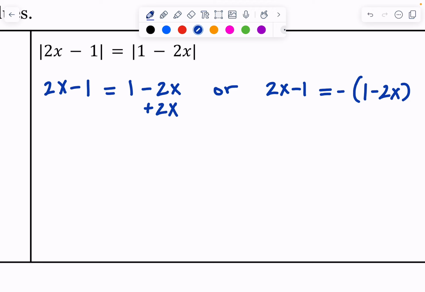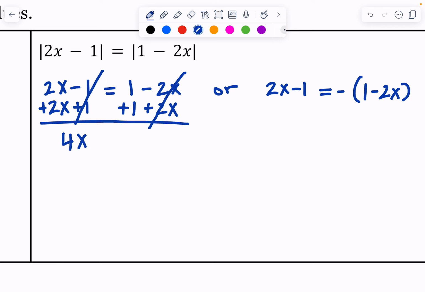All right, so if I do this left one first, I'm going to solve for x. I'm going to add 2x. And at the same time, I'm just going to add 1. These cancel and these cancel, so I've got 4x is equal to 2. Divide by 4, and I get x equals 1/2.